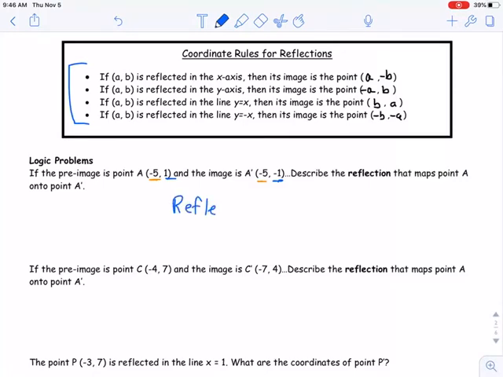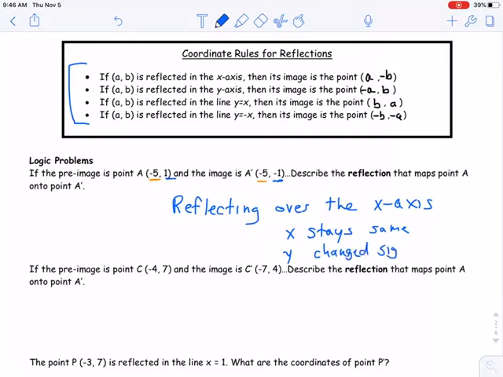Well, this would be reflecting over the x-axis. That's where x stays the same and y changes sign. We can write that: x stays the same, y changes sign. All right, some more logic problems. Let's just continue.